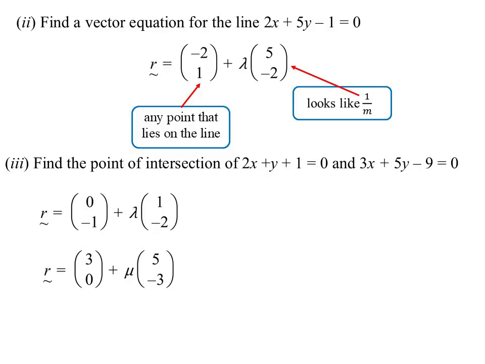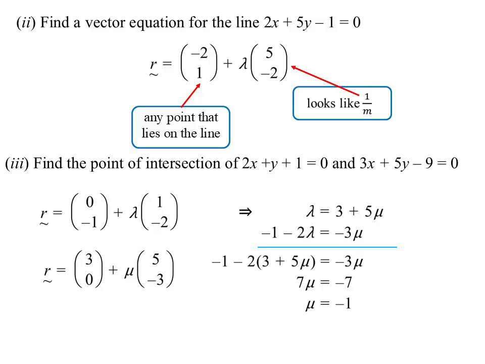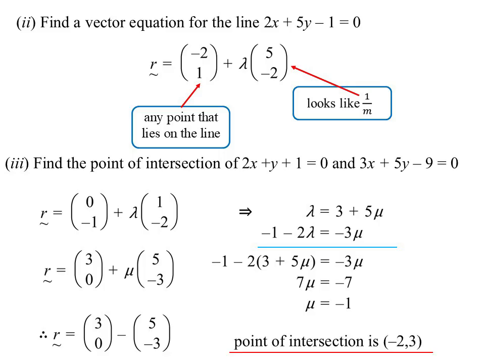If I equate the components, so on the top one, for the x component, I would just have lambda. On the bottom one, I've got 3 plus 5 mu. And with the y components, top one, I've got minus 1 minus 2 lambda, bottom one minus 3 mu. Okay, let's go and solve that. Mu equals -1. I now know mu is -1, sub it in, and I've got the point. I just got to do a bit of calculation now. And there it is, -2, 3.